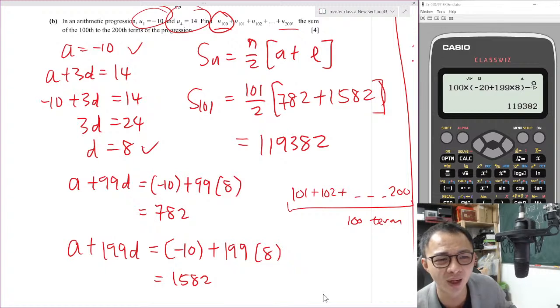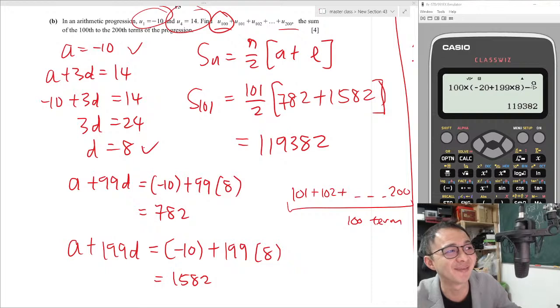2019 paper 1, 2, May, June, question 7. What's wrong with that question? Okay, let me see. Is the question worth me discussing or not? Some questions are just way too easy, then I don't want to discuss.